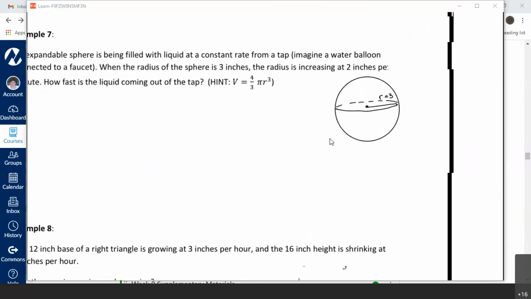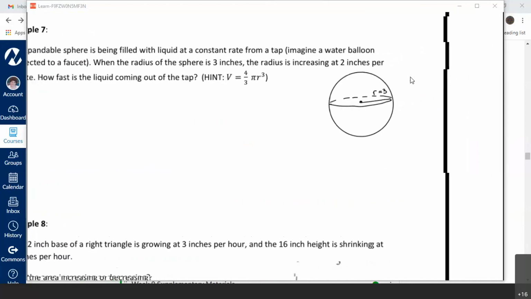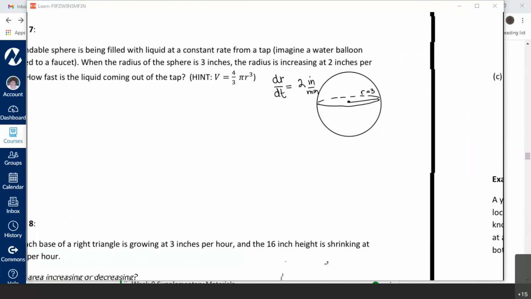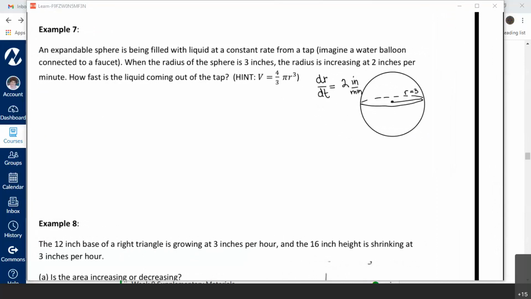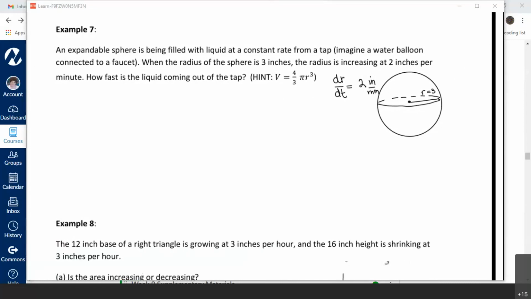What else did they tell us? They tell us that the radius is increasing at 2 inches per minute. What is that? That's the change in the radius with respect to time. So dr/dt is 2 inches per minute. You're not going to need the units when we're actually working the problem. We put the rates in without units, but it's important when you interpret the results that you have the proper units.